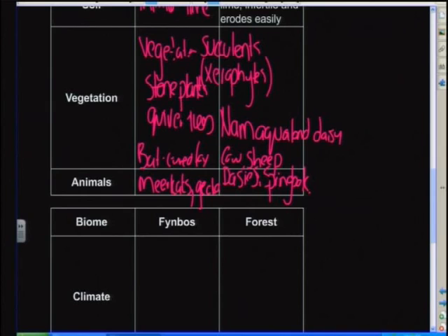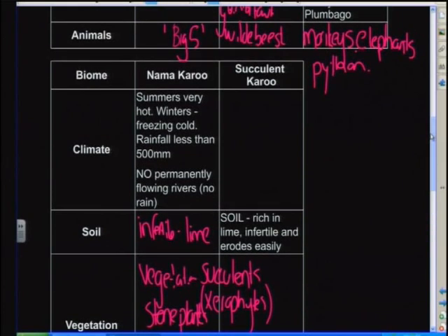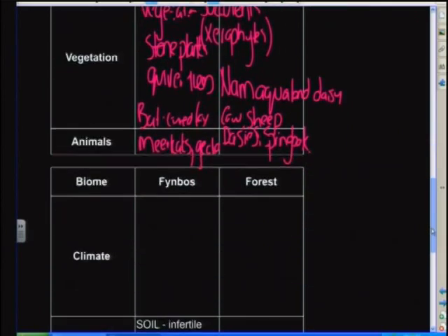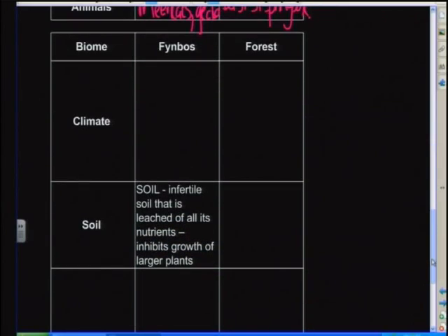Let's go back here to the climate. Very similar. Here we are on the west coast, so we do have some slight rainfall in the winter. Summers are very hot and winters are cold, which leads us, as I said, because there's such little rain, to most of those being semi-desert-like, and we have to be adapted for that.